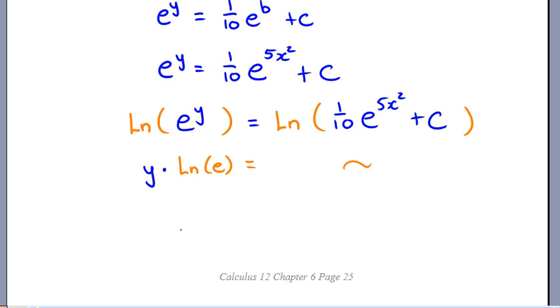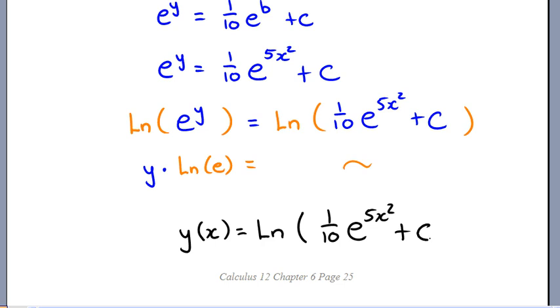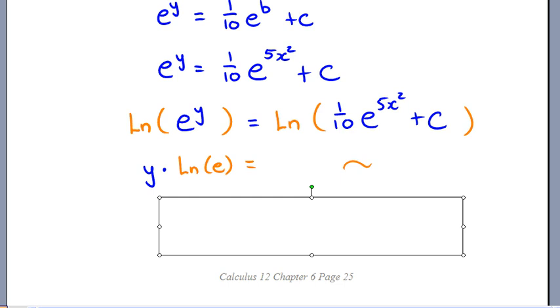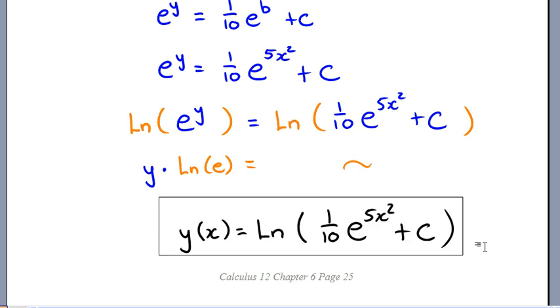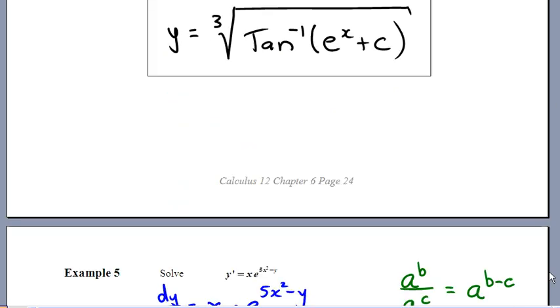Hey, I'm done. Y, which I'm just going to celebrate the fact that I now know it's made up of x's, is actually going to be the ln of 1/10 e to the 5x squared plus a c inside that logarithm. And they never gave me any numbers to actually go and use to find out that c. So I'm just going to say, yep, there's the general solution. Maybe not a specific one, maybe not a particular one, they might say, but there's a nice general solution to that separable differential equation.